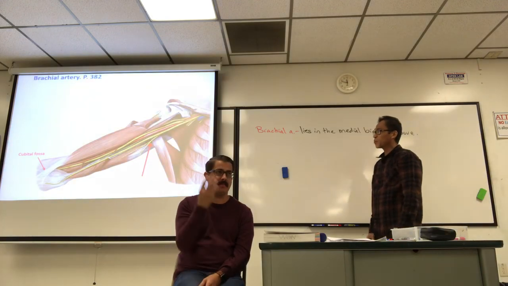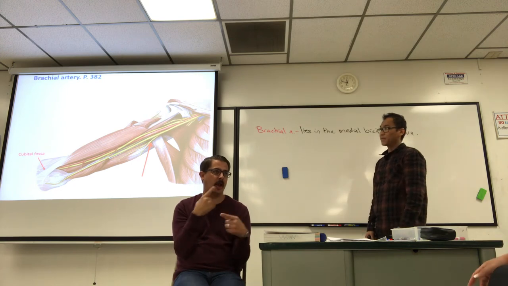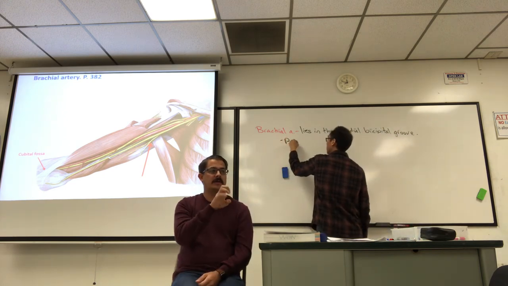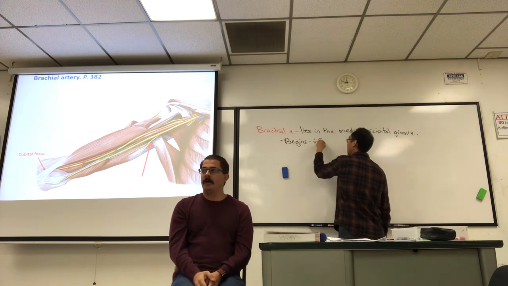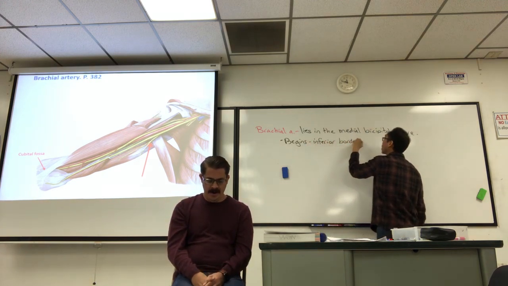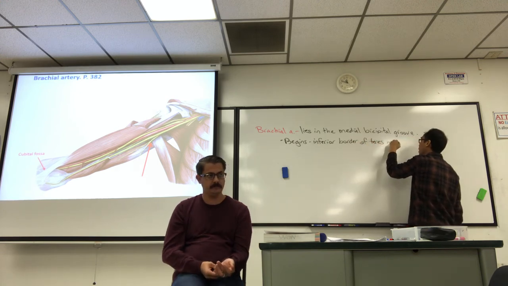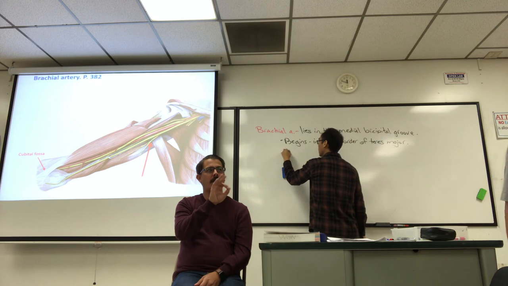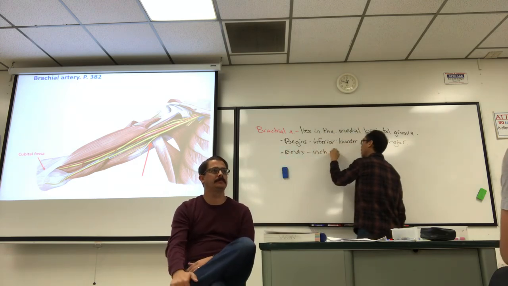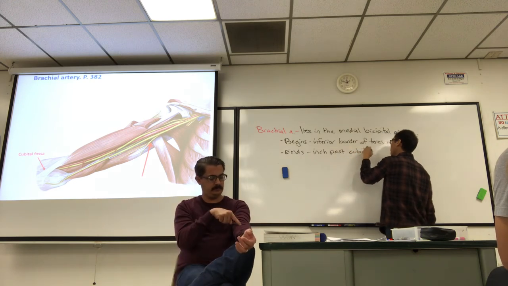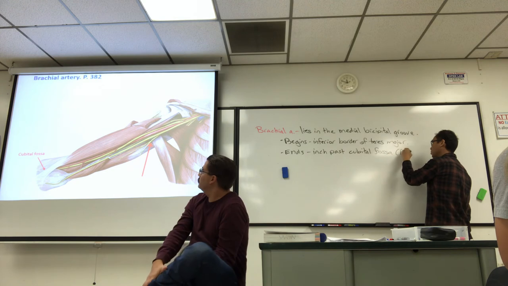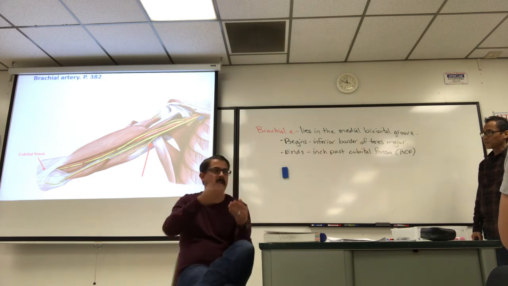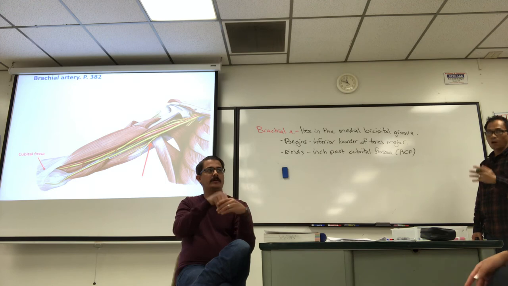If you do a dissection, you can kind of see where it begins and ends. It begins right where the axillary left off, at the inferior border of teres major. And it ends about an inch past the cubital fossa, or ACF, whatever we want to call it. Those are all acceptable names. And when it ends, it will terminate into the radial and ulnar arteries of the forearm.